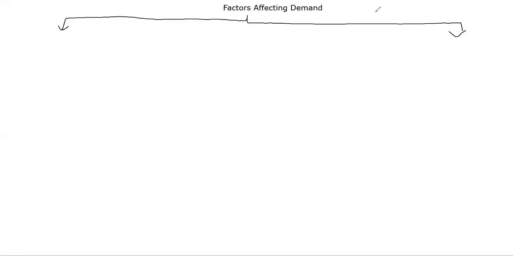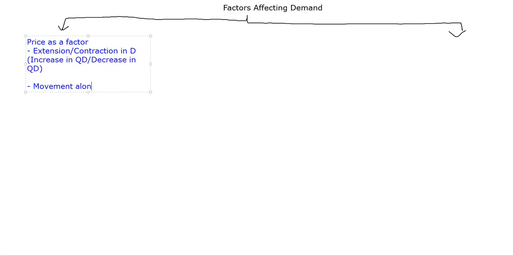All right. So now let's look at factors that affect demand. On one hand, we have price-related factors, or rather, we have price as a factor. And what this does is cause an extension or a contraction in demand. By extension, I mean an increase in quantity demanded. By contraction, I mean a decrease in quantity demanded. So this is basically going to be a movement along the demand curve.